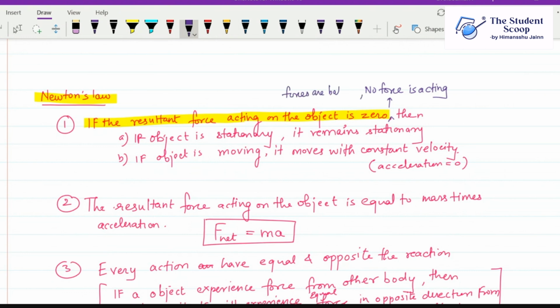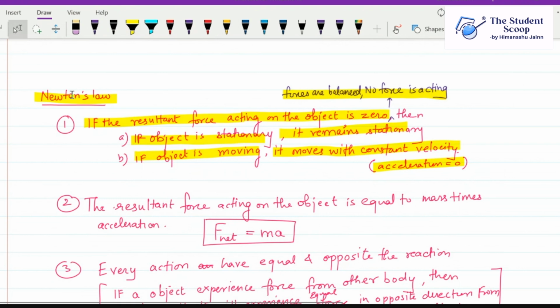Forces are balanced. In this condition, if the object is stationary, then it will remain stationary. And if the object is moving, then it will move with a constant velocity, such that the acceleration will be zero in this situation. Whenever acceleration is zero, or the object is moving with a constant velocity, we always consider all the forces, vertical or horizontal, to be balanced. So that's Newton's first law.